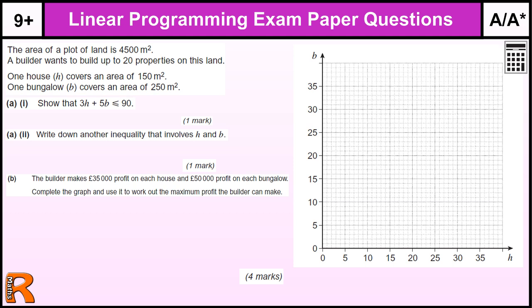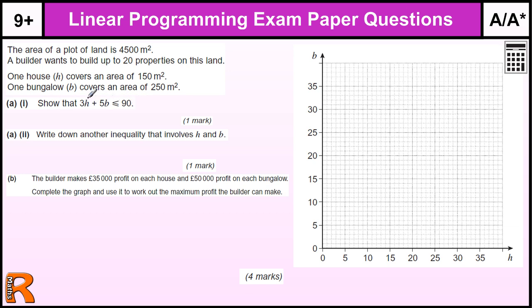Here's the second exam question example. Do make sure you try to have a go at these before you watch them being done, so you understand what's going on. Here we have an example where we've got a plot of land is 4,500 meters squared. The builder wants to build up to 20 properties on his land. He's got houses and bungalows. Each house covers an area of 150, each bungalow covers an area of 250. Show that 3h plus 5b is less than or equal to 90.